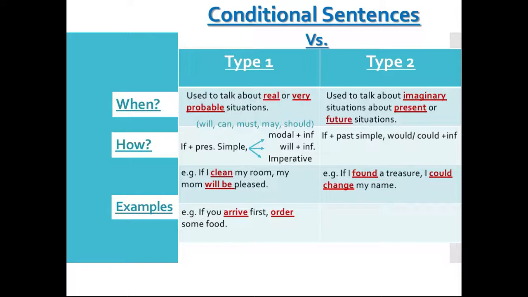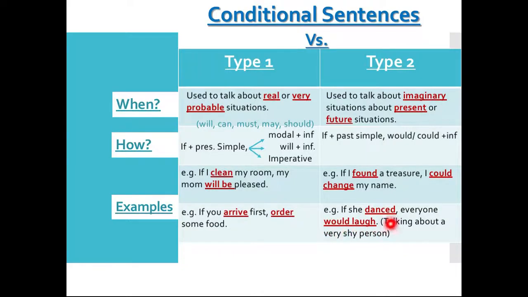So, if I found a treasure, I could change my life. I'm gonna say my life, all right? See, we used could plus the infinitive, change. Not changes, not changing, not changed, but change, the infinitive. All right? So it's easy. If you're talking about something imaginary or something that isn't real or hypothetical, then you're going to use type 2, right?